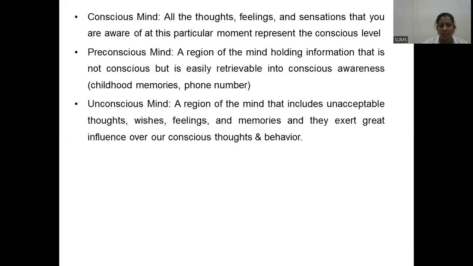Next, the conscious mind. All the thoughts, feelings, and sensations that you are aware of at this particular moment represent the conscious level. The preconscious mind is a region of the mind holding information that is not conscious but is easily retrievable into awareness, for example childhood memories and phone numbers. Childhood memories means the incidents that happened in childhood, and contact numbers of father, mother, and siblings.